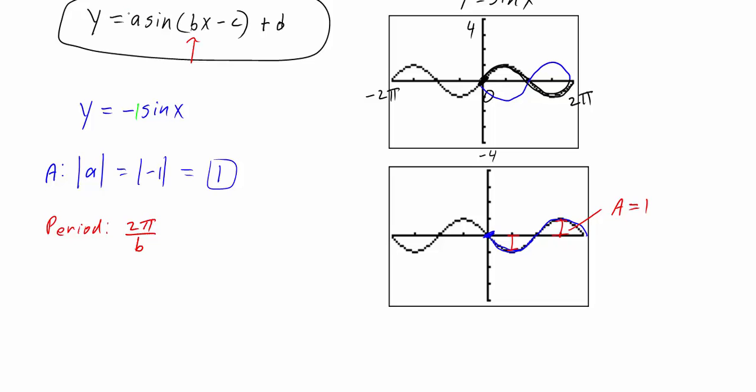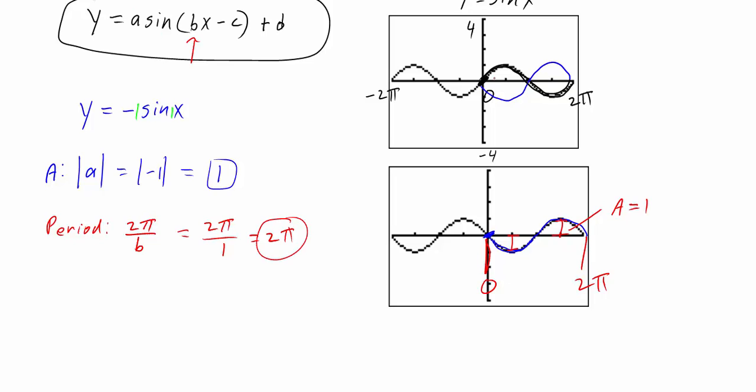Well, once again, if we look at our y equals negative sine x, there's nothing in front of the x, so once again that's understood to be a 1. So the period would be 2 pi divided by 1, which is 2 pi. And here we can see that if we start at 0 and it doesn't repeat until here, so this negative has no effect on the period because we still have a period of 2 pi.